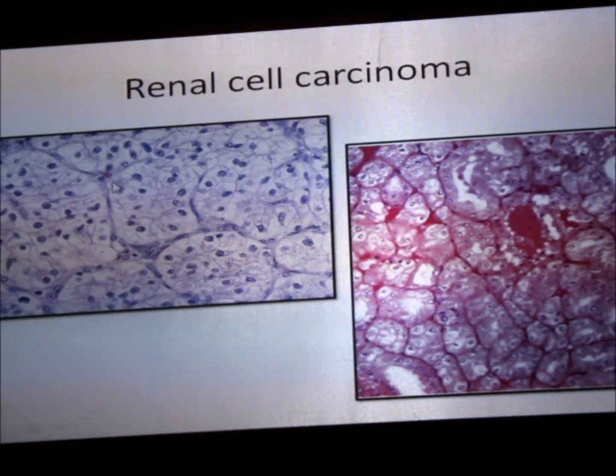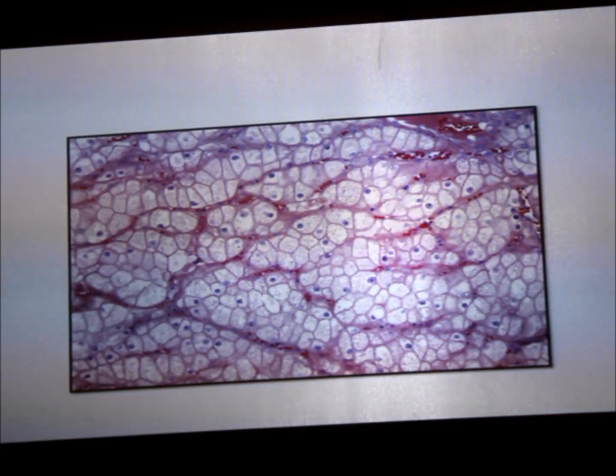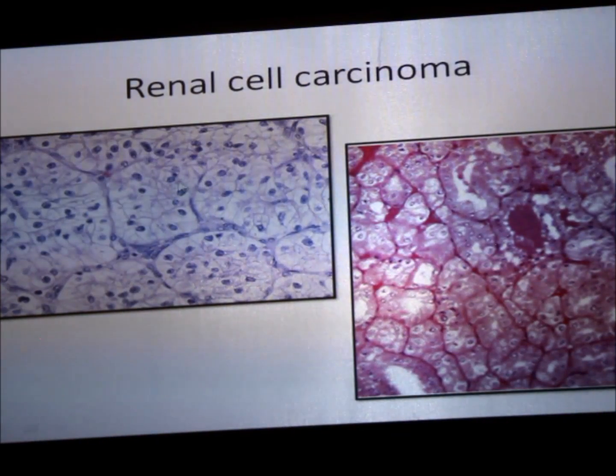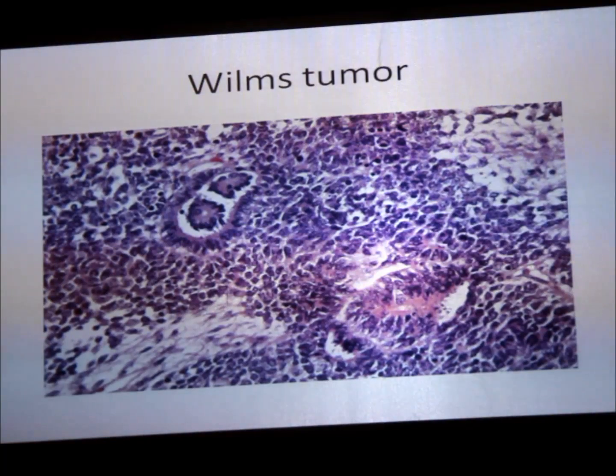Tumor of the kidney, a malignant tumor arising from the epithelial cells. The cells are clear, or sometimes they contain pink granular material. So based on the cells, they are either clear cell carcinoma or chromophobe RCC. Chromophobe means they contain some granular pink material. So this is renal cell carcinoma. Clear cells with nuclei are arranged in lobules. This is renal cell carcinoma.